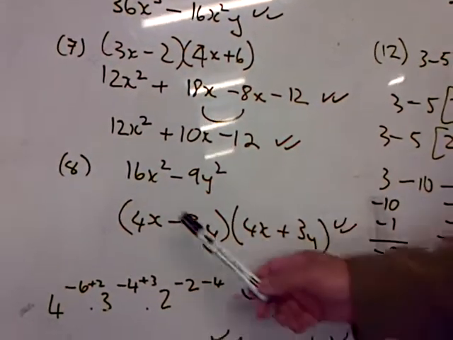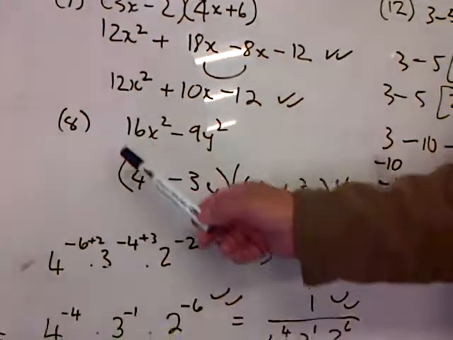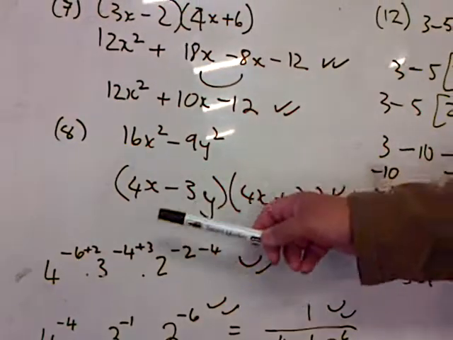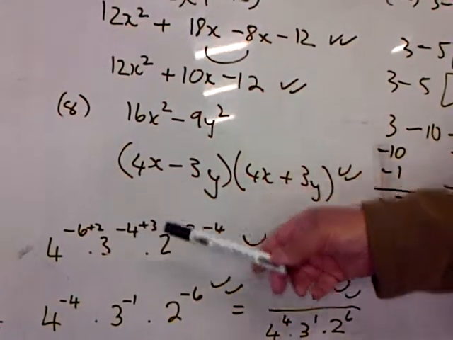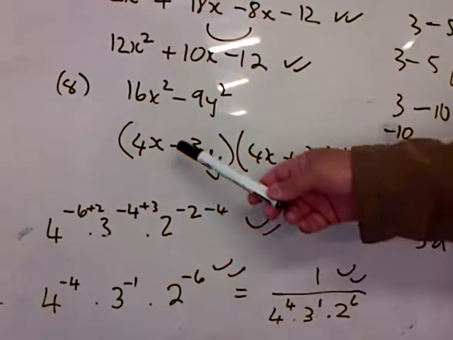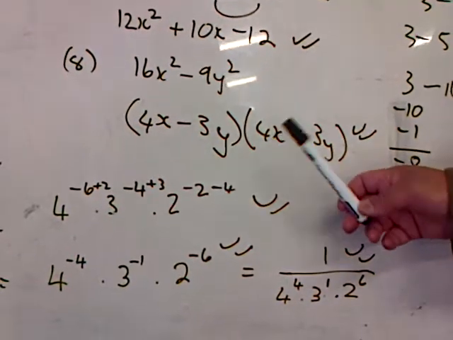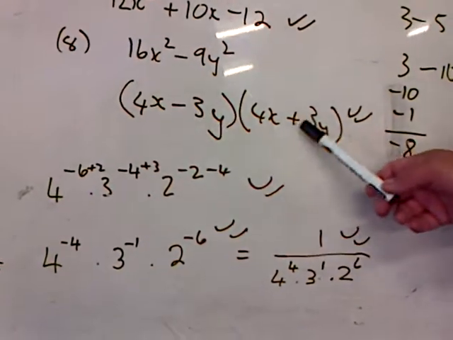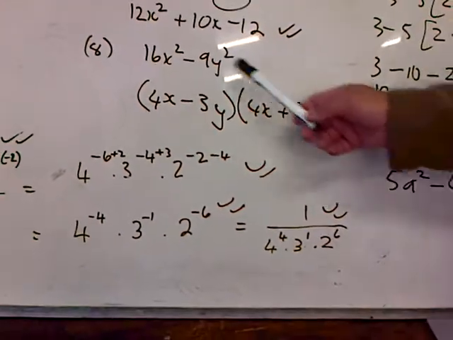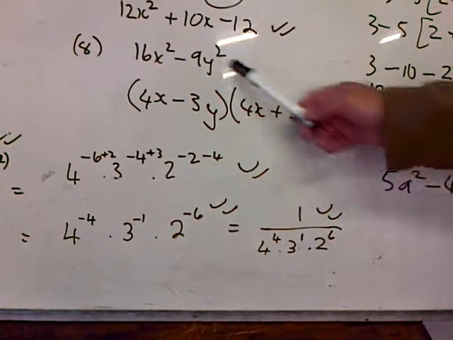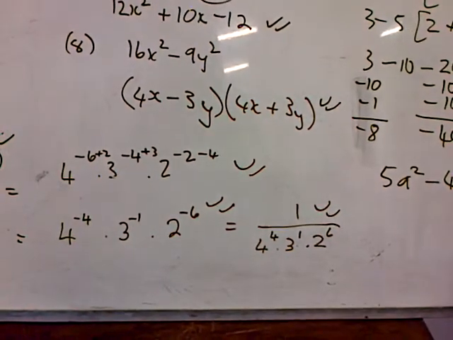There's your answer there. This one is a square, so you can just simplify it. Perfect square. Right, so you can do 4 times 4 gives you 16. X times x gives you x squared. Minus times a plus gives you a minus. 3 times 3 gives you 9. And y times y will give you y squared. Okay?